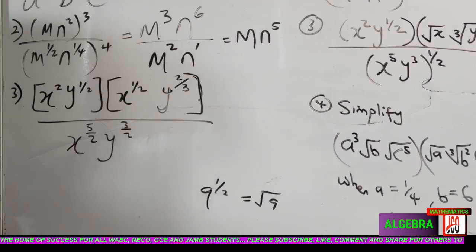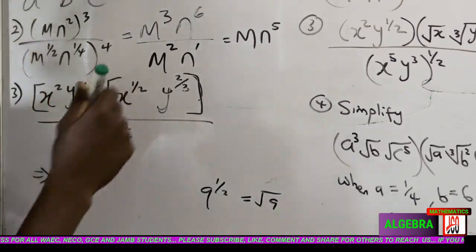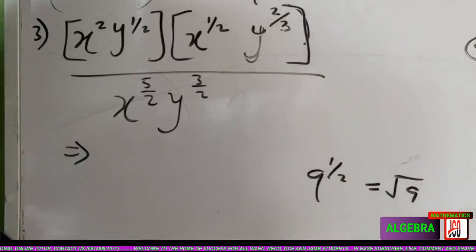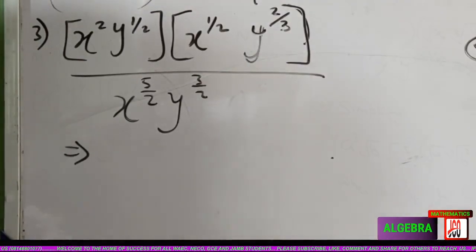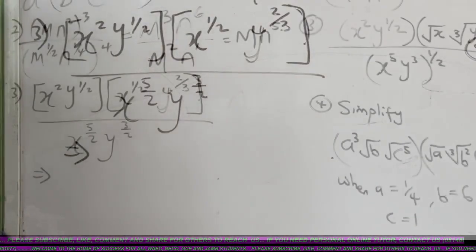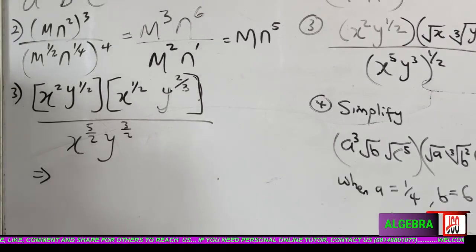To solve this, how do we go about it? We need to resolve the numerator first. Numerator, they are multiplying themselves, so we resolve the numerator first. How do we resolve the numerator? We are going to add the index of the numerator.